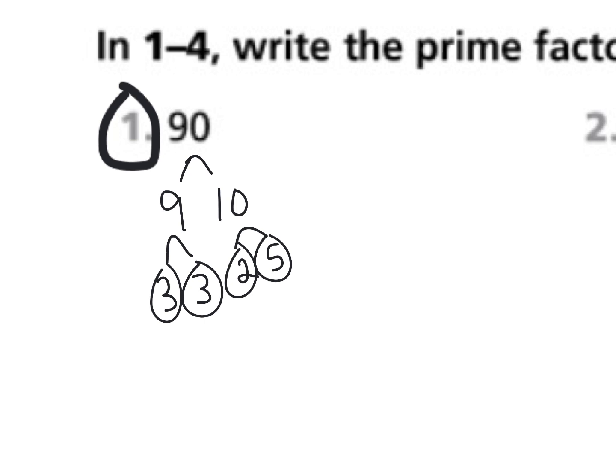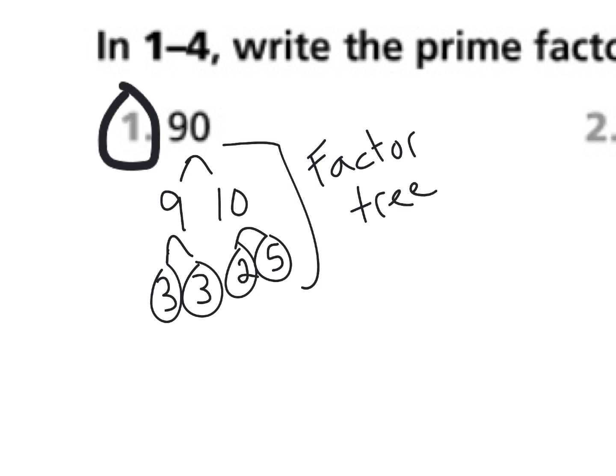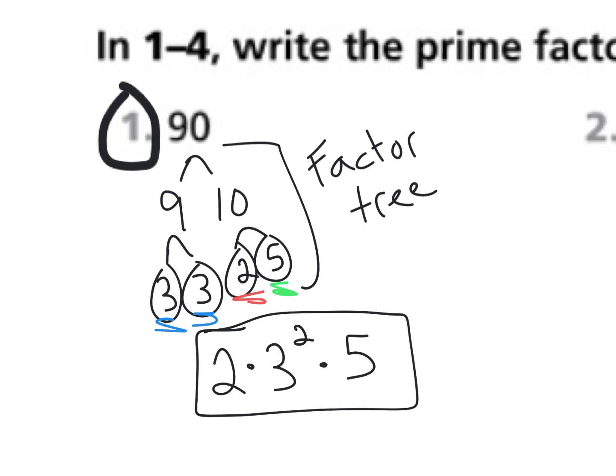So now for writing our prime factorization, remember this is our factor tree. Okay, we're almost done, but that's our factor tree. Our prime factorization, we're going to start with the lowest prime number we had, which was the 2. Then we've got a couple of 3's, so we could say times 3 to the second power, and then we've got a 5. So 2 times 3 to the second power times 5 would be our prime factorization.